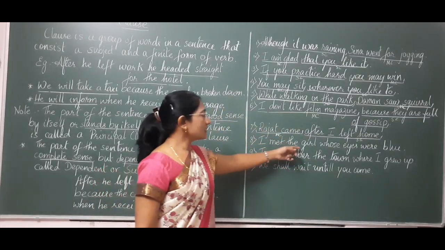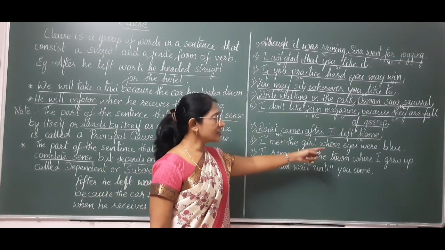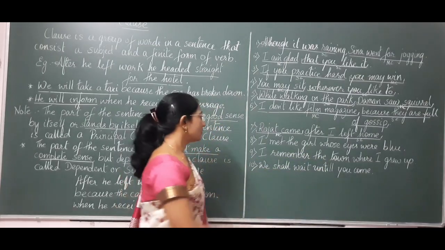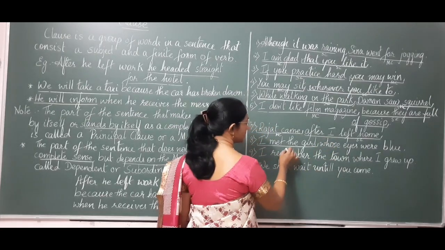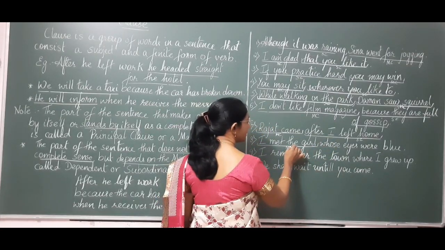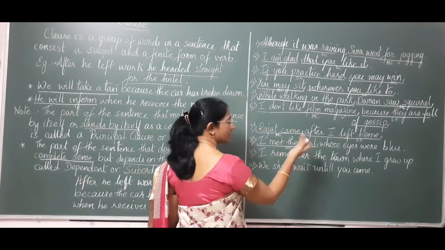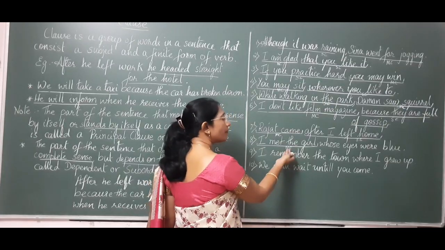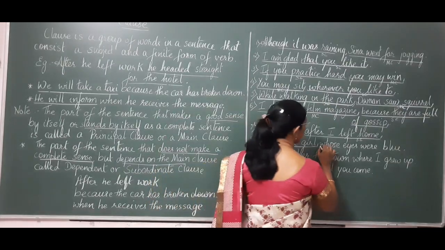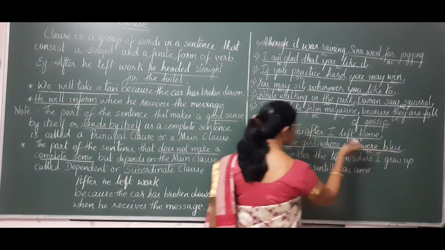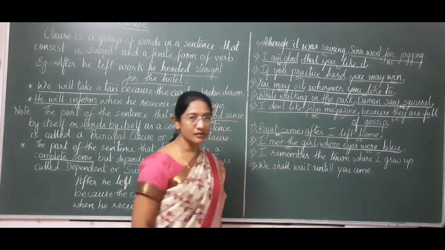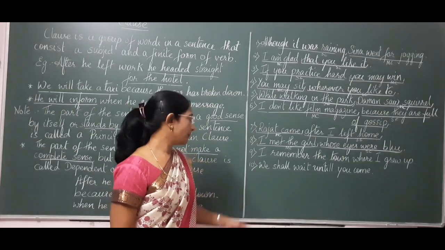I met the girl whose eyes were blue. So we split it. "I met the girl" is a part of the sentence which gives a complete sense, and it's the main clause. "Whose eyes were blue" depends on the main clause, so it is a subordinate clause.